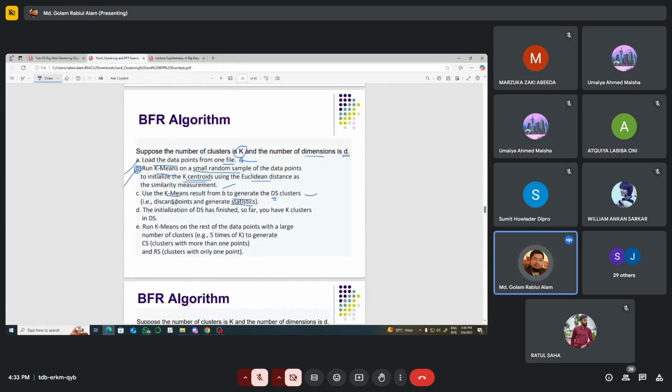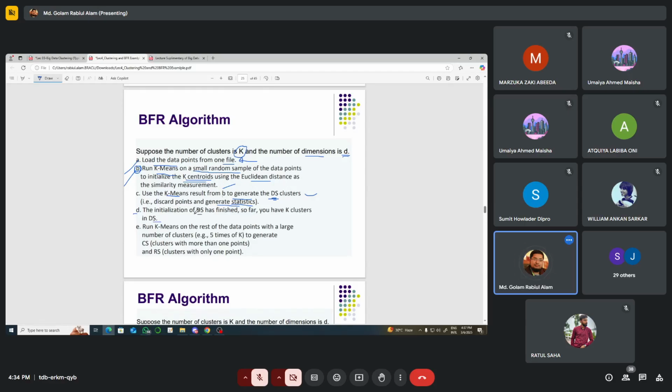Now in step 3, we use the K-means result from the previous step to generate the DS. We generate the DS, that is the discard set clusters, and then we also store the statistics, that is N, SUM, and SUMSQ. Those statistics we need to store. Then in step D, you can see the initialization of DS has finished. So far you have K clusters in DS.